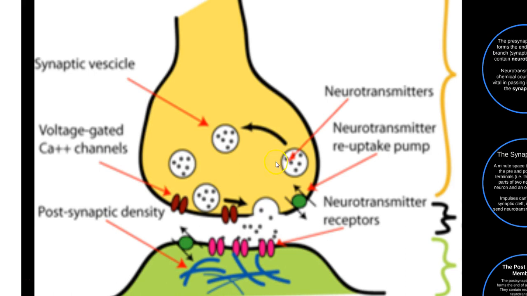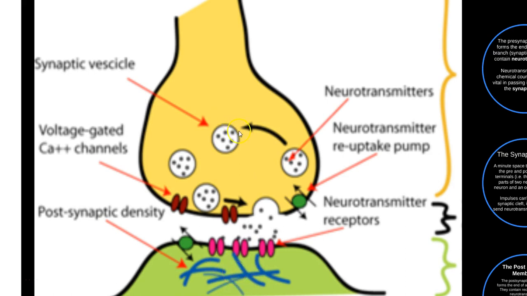Now, the first thing to note is that electricity or impulses can't cross the gap directly. So what needs to happen is the electricity that arrives down this presynaptic terminal here then needs to stimulate a response that will cause a new impulse to be conducted on the other side.